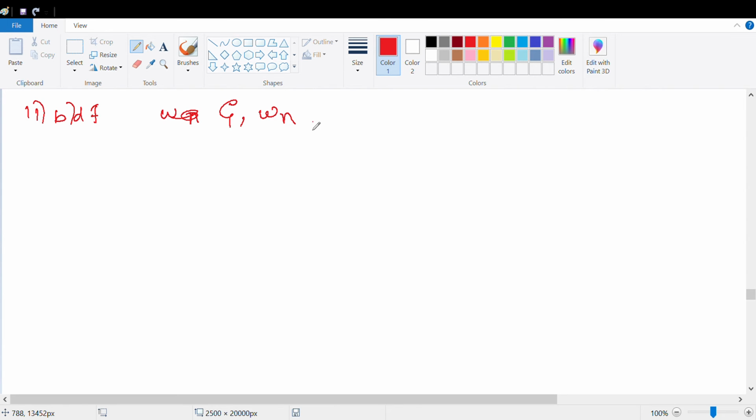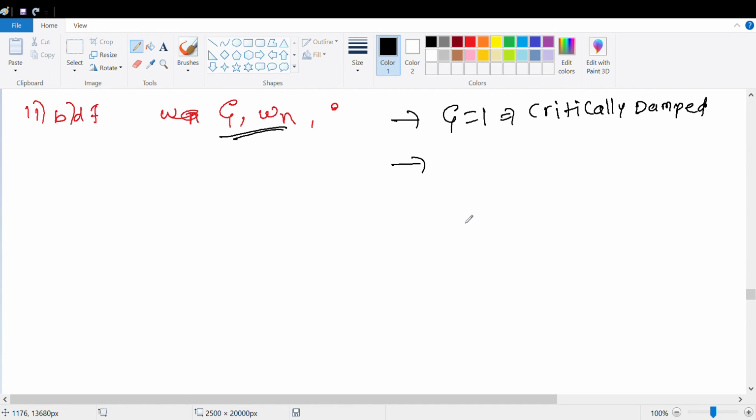Okay, damping ratio. Before going to this question, let's see: if zeta equals 1, the system is a critically damped system. Until now we just know critically damped system means the poles of the system should be real and equal. And one more way to determine whether the system is critically damped is zeta equal to 1. And if zeta is greater than 1, it is an overdamped system.